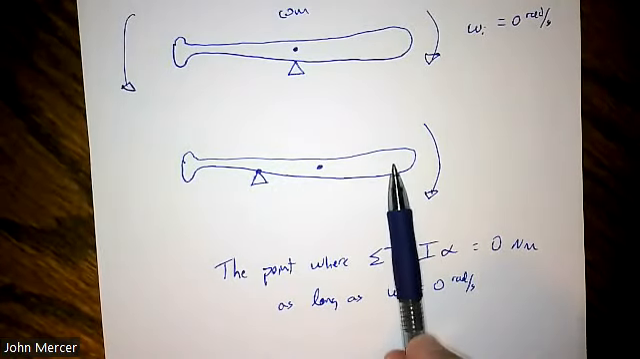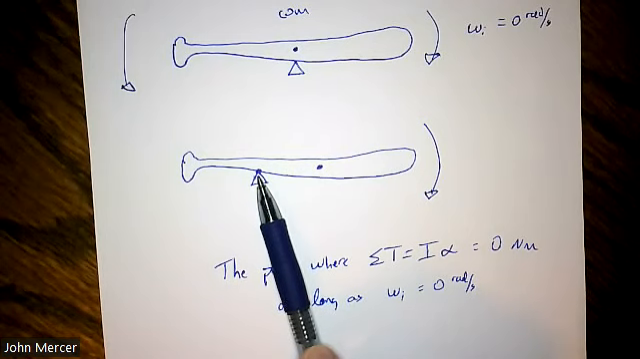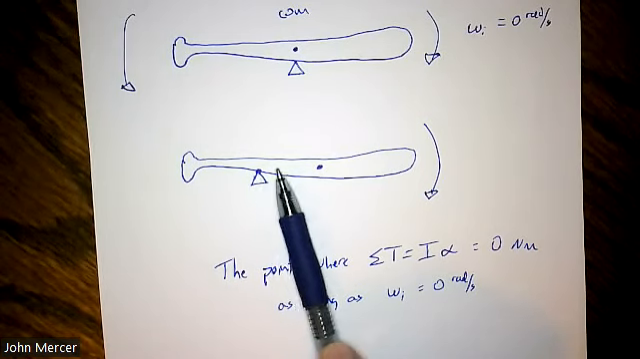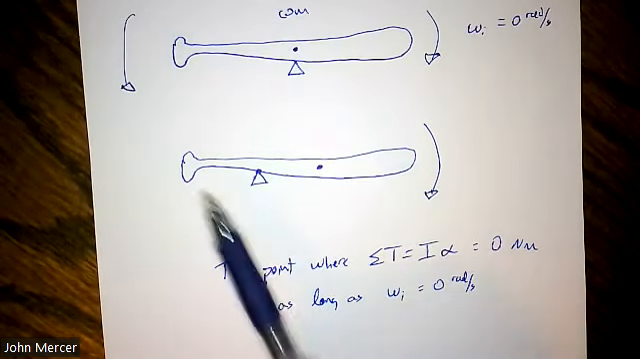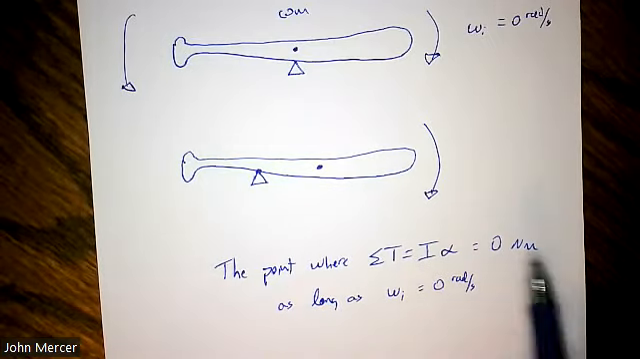If I have more weight to one side of this fulcrum, this rotating point, then I'm going to have more torque acting in this direction than in this direction, and I'm going to have some rotation in that direction.